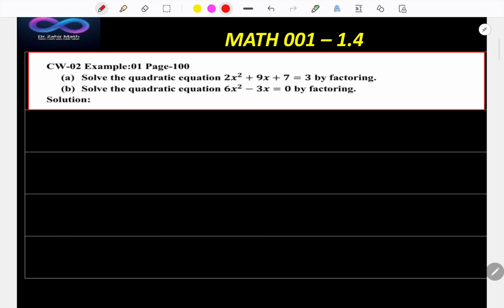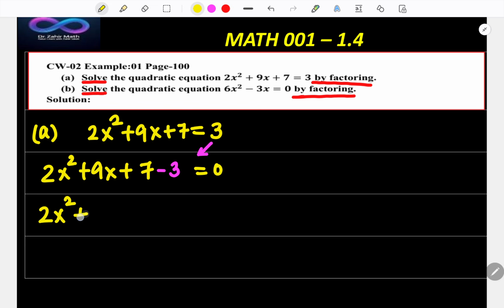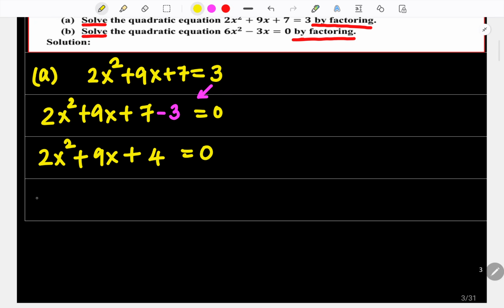The next one, you have two questions. One is by factoring, another also by factoring, and the question is solve. Let's go to the first question: 2x square plus 9x plus 7 equal to 3. Make it 0. This 3 I'm bringing to this side. So 2x square plus 9x plus 7 minus 3, which is 4, equal to 0.